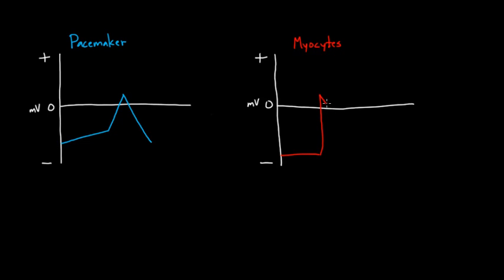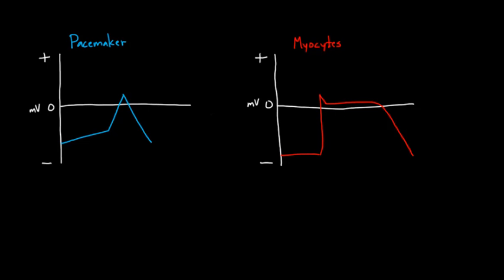Except there's a new phase here because the potassium and calcium offset each other, and they begin to have this plateau. And eventually the potassium wins out, and then you get repolarization where it basically gets back down to where it started. So this is a very rough schematic of what it would look like.